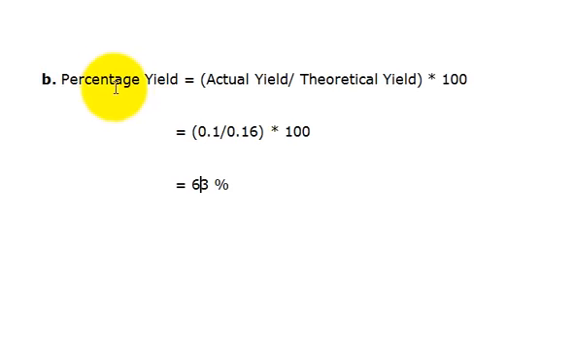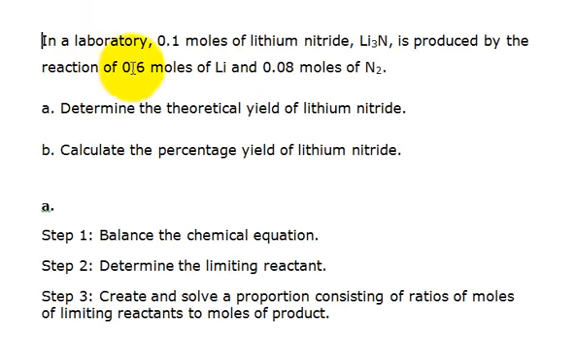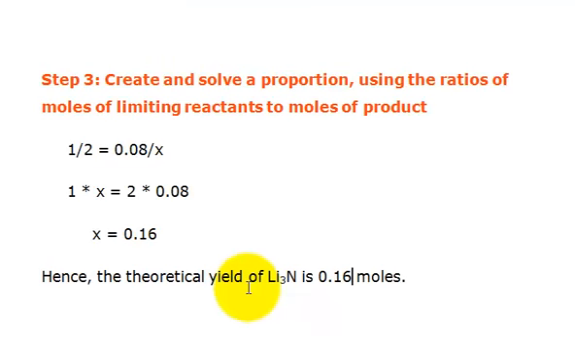And in order to calculate the percent yield, we need to use the formula actual yield divided by theoretical yield times 100. The actual yield is given in the question, and the actual yield of lithium nitride is 0.1 moles. The theoretical yield is calculated in step 3, and the theoretical yield is 0.16 moles.